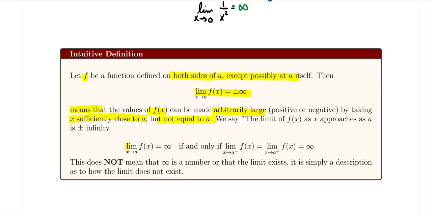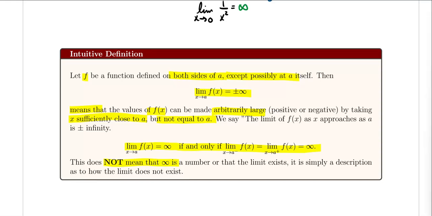Now, if the limit as x approaches a of f of x is equal to infinity, this is going to be true if and only if both one-sided limits also approach infinity. Very similar to what we were discussing in class. Remember, if the limit exists, it must mean that the one-sided limits approach the same value. Now, I do want to clarify here that this does not mean that infinity is a number or that the limit exists. It's simply a way of describing how the limit does not exist. It's still telling us behavior about the function as x approaches a number.